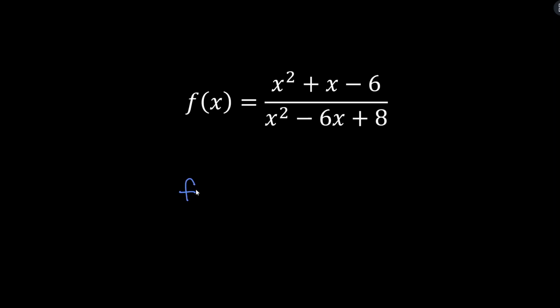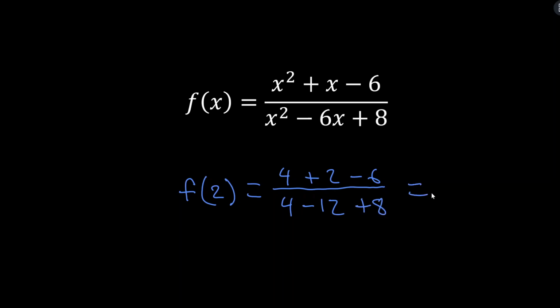For example, if I try to plug 2 into this function, to figure out f of 2, in the numerator I get 2 squared, which is 4, plus 2 minus 6. In the denominator, I get 2 squared, which is 4, minus 6 times 2, that's 12, plus 8. So the numerator simplifies to 0, as well as the denominator. This means that the function is undefined at 2. It doesn't matter if 0 is also in the numerator; 0 is in the denominator, and we cannot divide by 0. The function is undefined at 2.